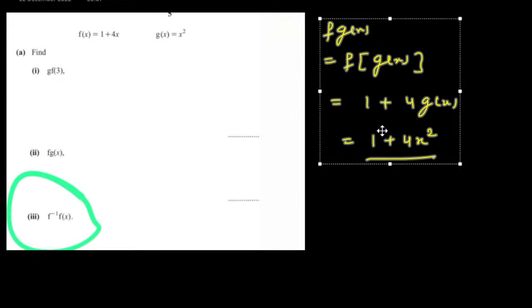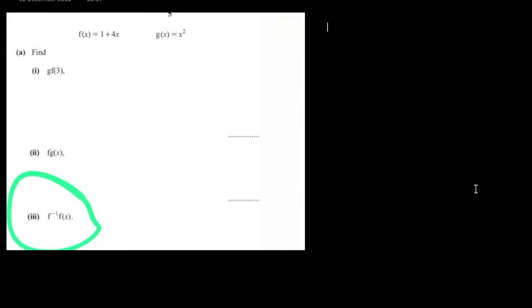Then we have f inverse of f(x). As we have f inverse, better first we find f inverse of x. Now we begin with f(x), which is 1 plus 4x. There are different ways of solving this problem. One way is that I replace f(x) with y, so y is equal to 1 plus 4x.